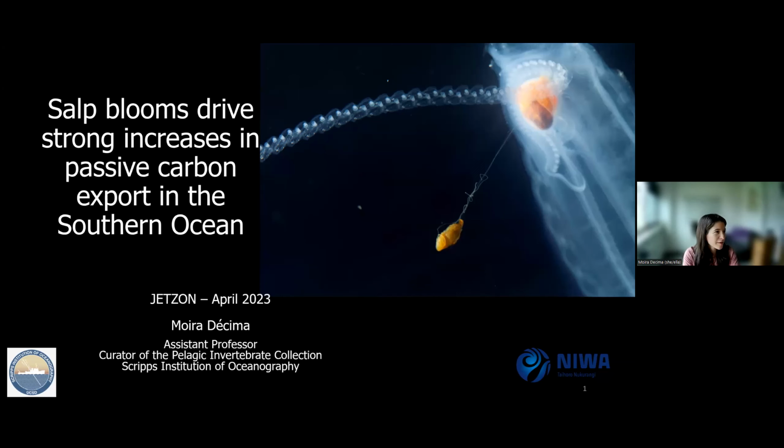I'm going to talk today, focusing specifically on a recent paper that we published with a number of co-authors around the world, and primarily worked on while I was at NIWA, addressing the effect that salp blooms have on passive carbon exports in the Southern Ocean, specifically in the region east of New Zealand.